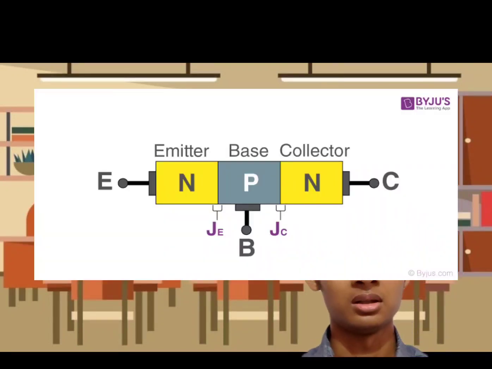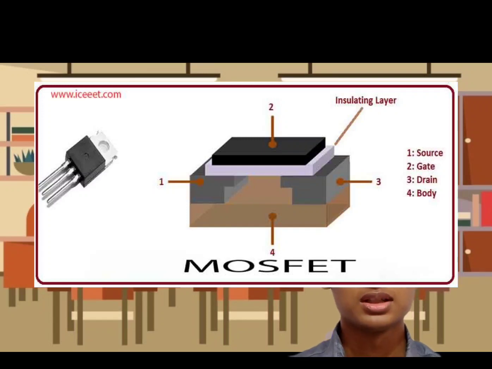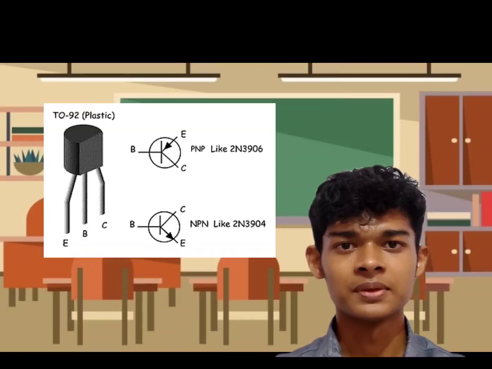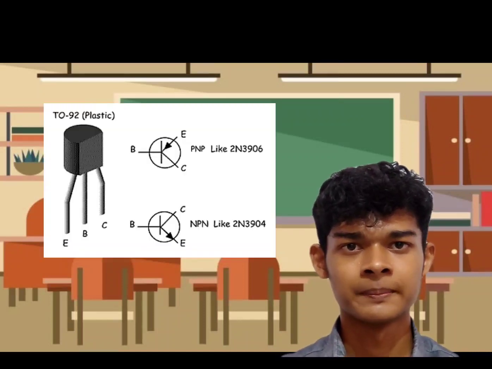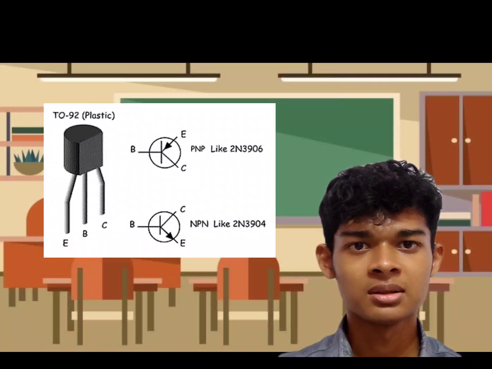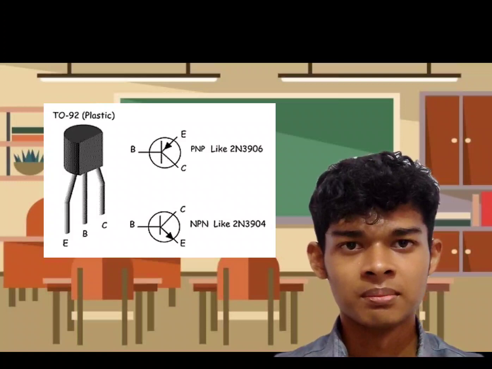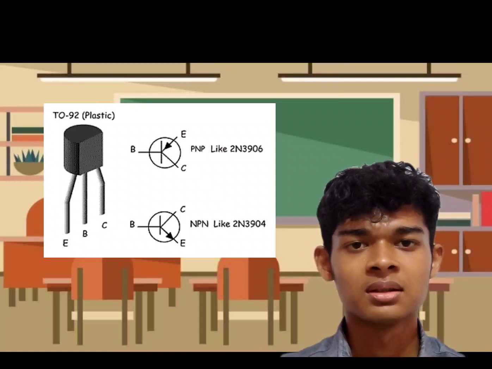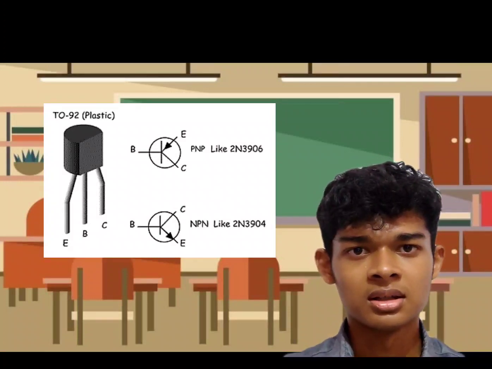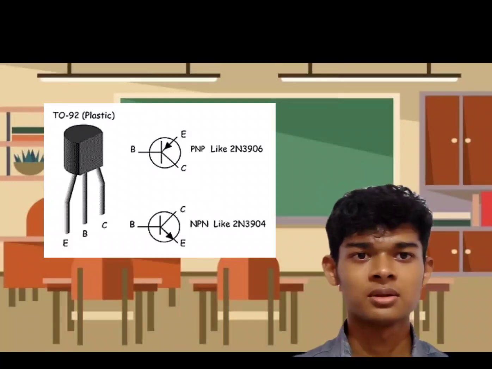Alright, now I'm going to explain the other two types of power transistor, which are BJT and MOSFET. BJT is bipolar junction transistor. These are the type of transistors which have the capacity to handle two polarities. Bipolar junction transistors can either be used as an amplifier or a switch.